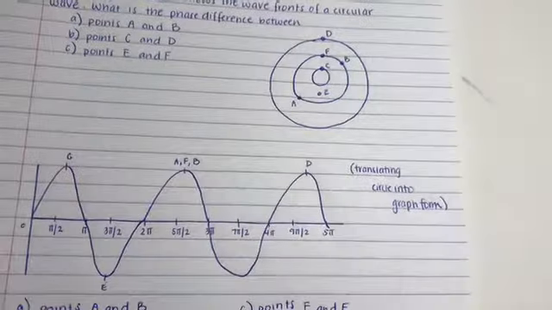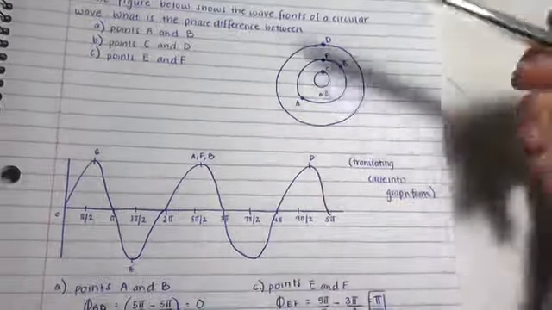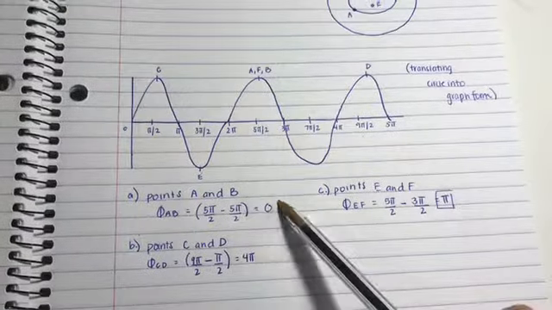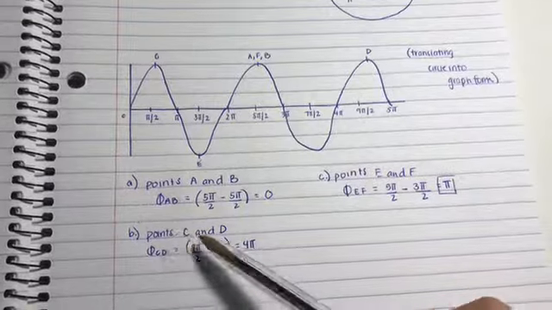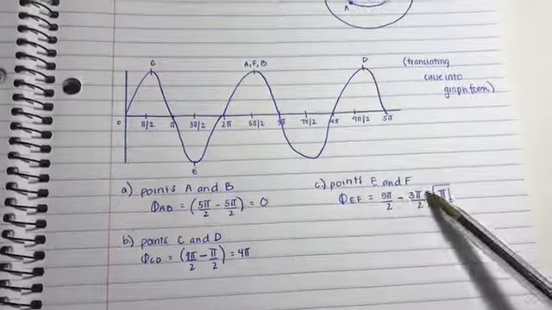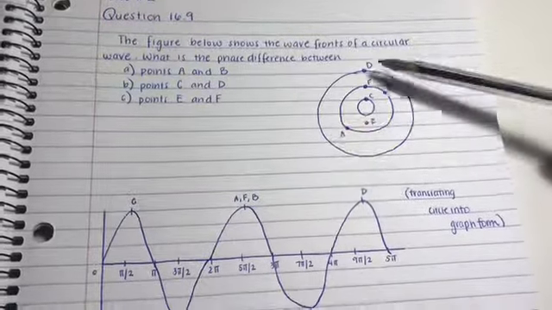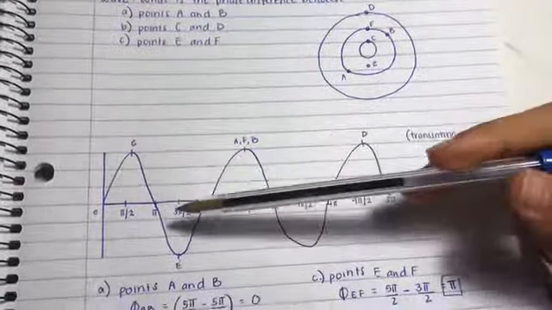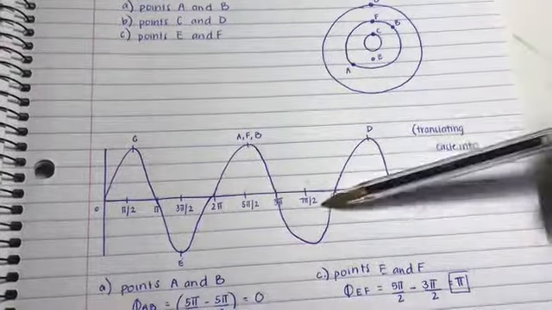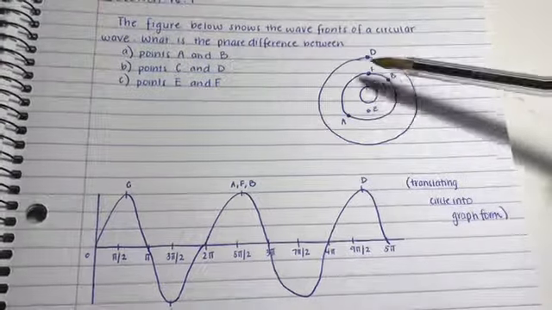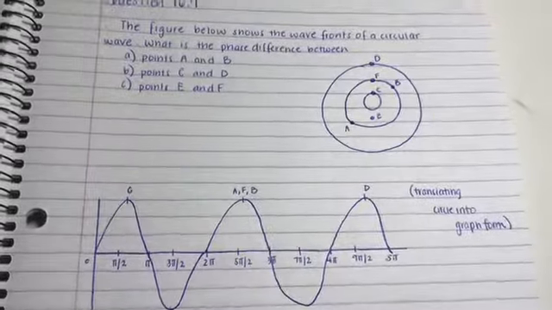So the answer here would be: points A and B phase difference is 0, points C and D 4 pi, and points E and F pi. So for me, it was easier to see the circular graph and translate it into an actual graph. But you could also look at the circle and determine the phase differences from there.